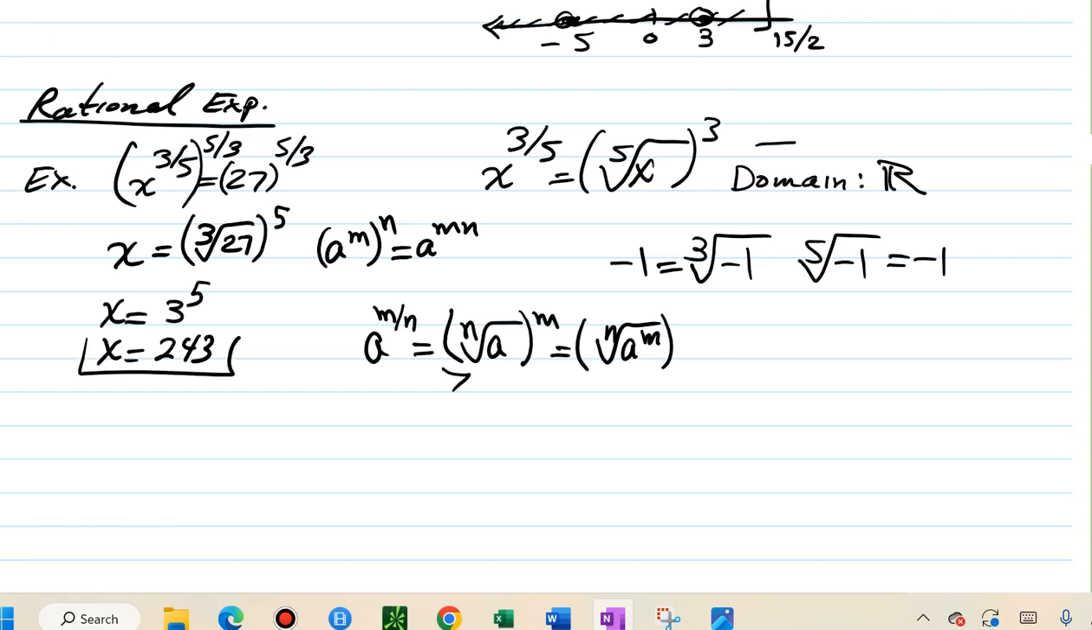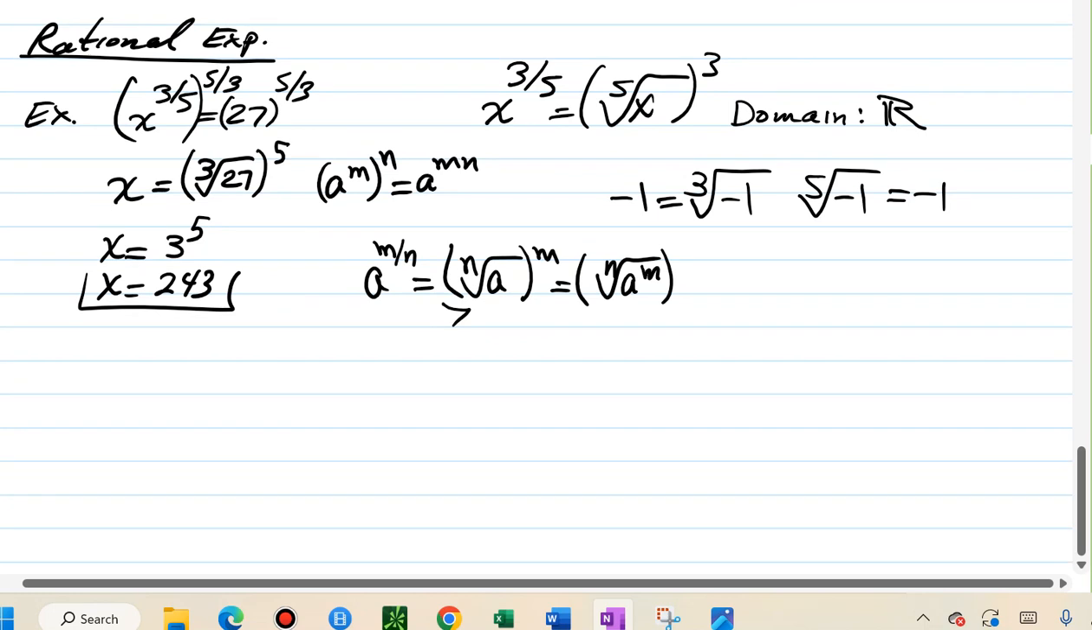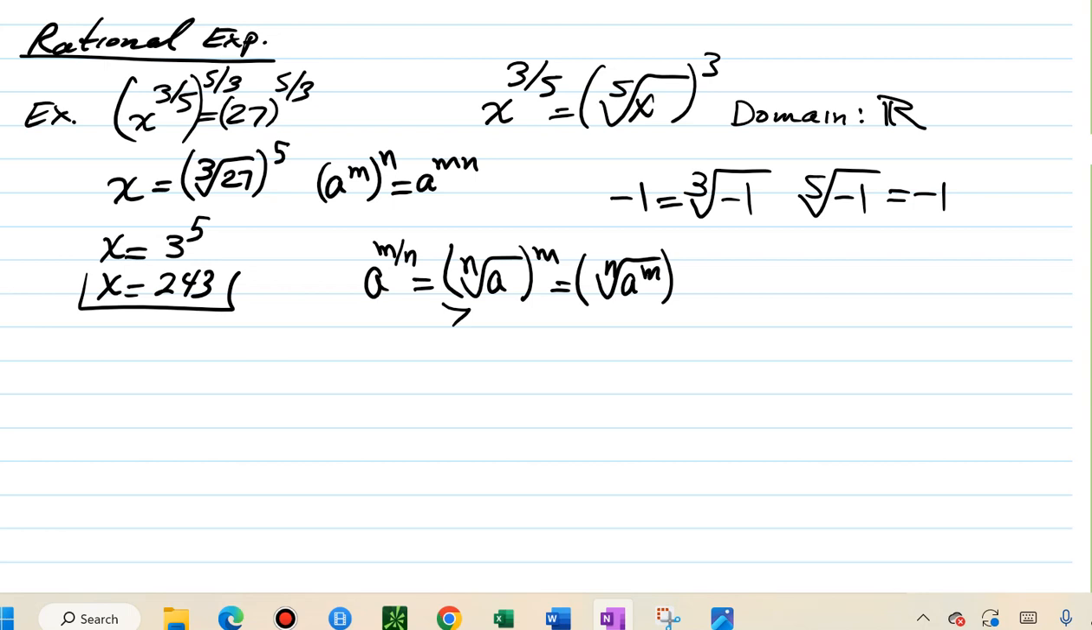There you go. Our domain is all real numbers because the index is odd, and that's going to work out. So remember, with rational exponents, you want to raise it to the reciprocal of the exponent, and that should take care of it.